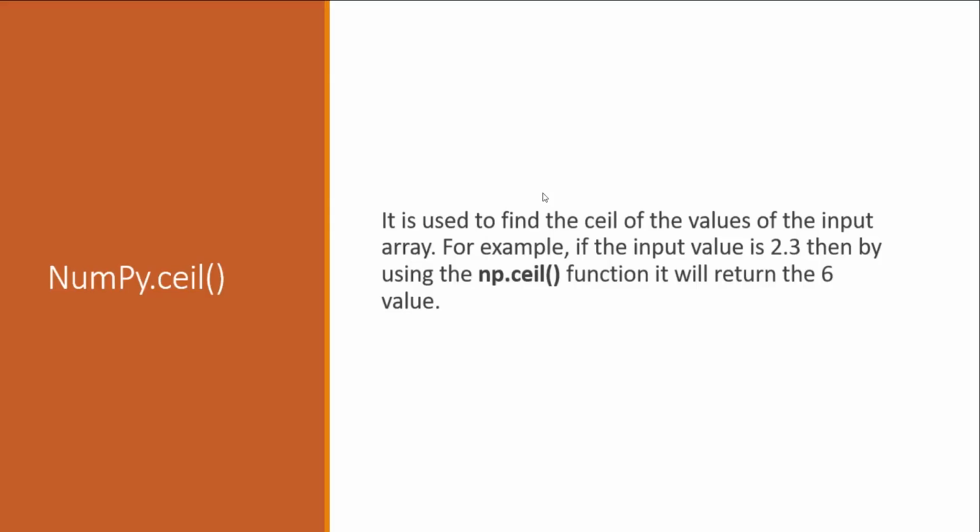Now we will discuss our next function, that is numpy.ceil. This function is available in the NumPy module, and it is used to calculate the ceil of the elements of a given array. It takes two parameters, which are array and out, and it will return the rounded-up value of each element. For example, if the input value is 8.89, then by using the numpy.ceil function it will return the value 9. Now we will see an example using the numpy.ceil function.